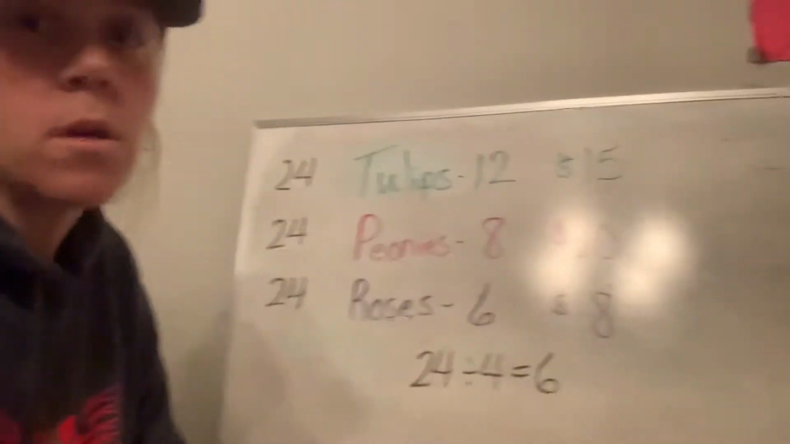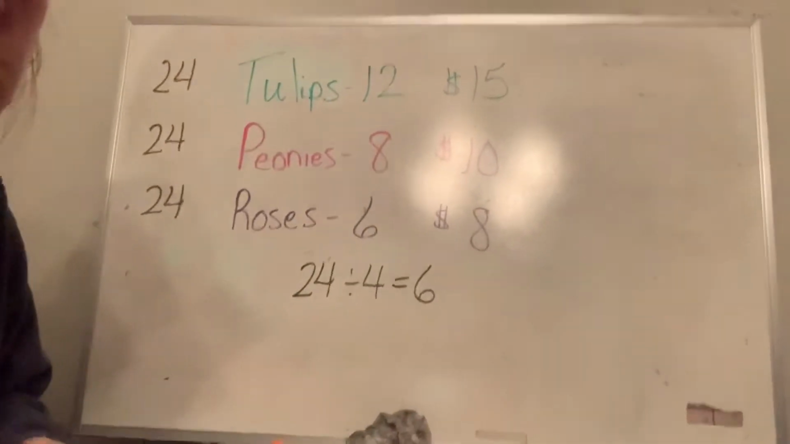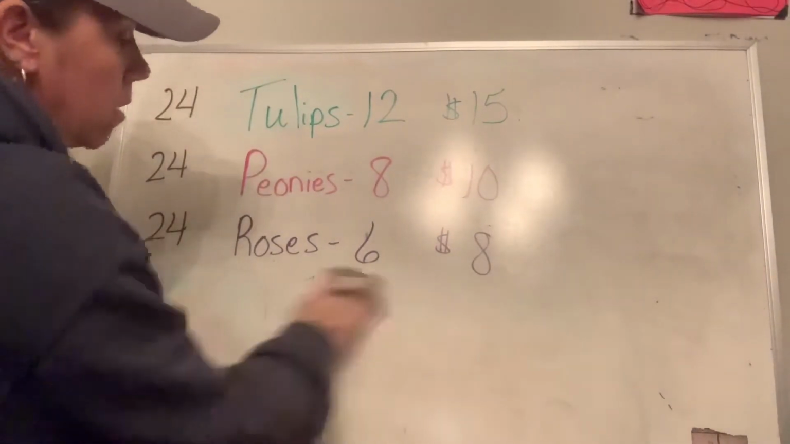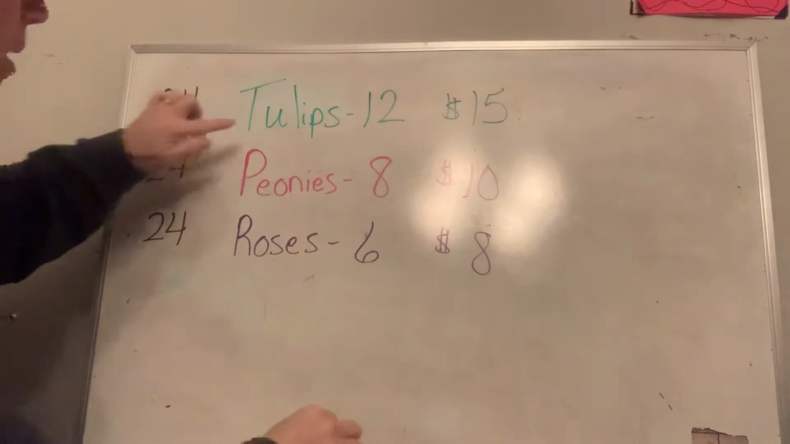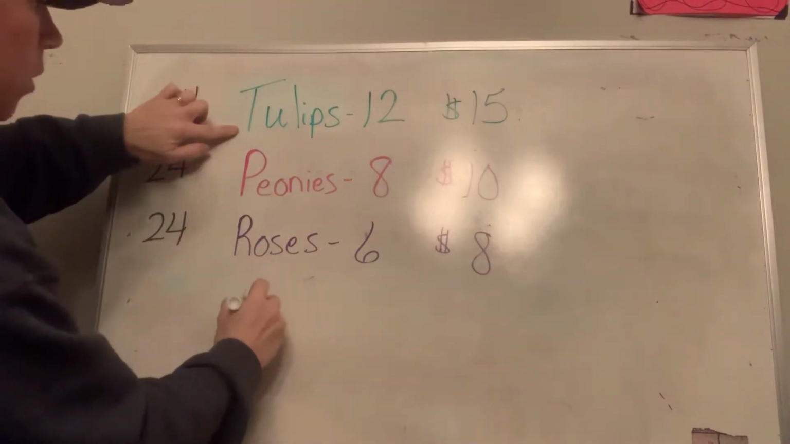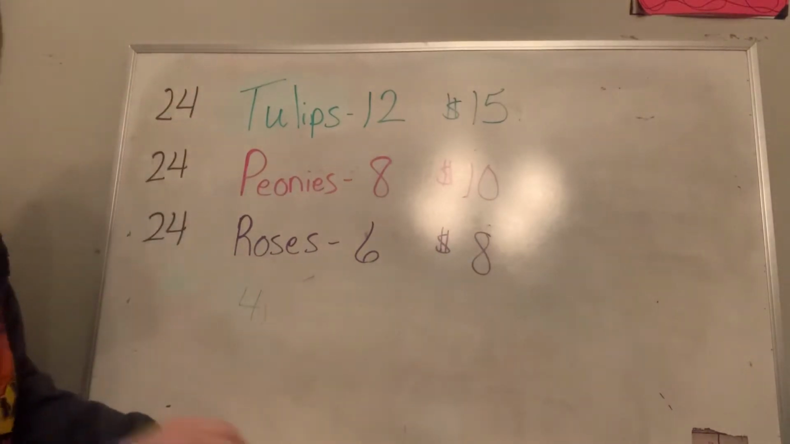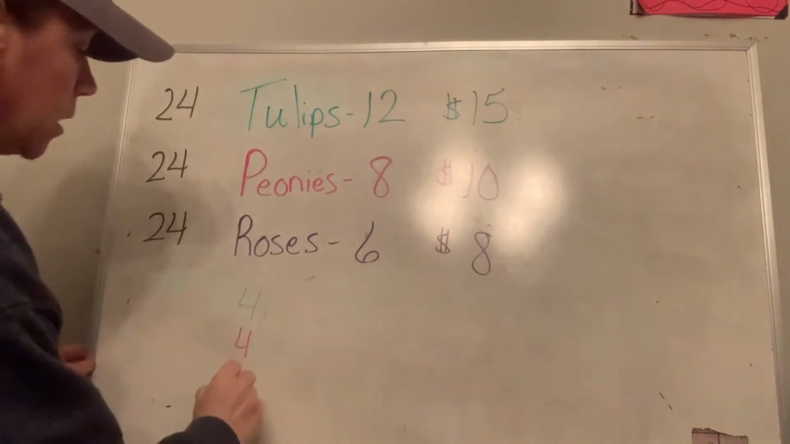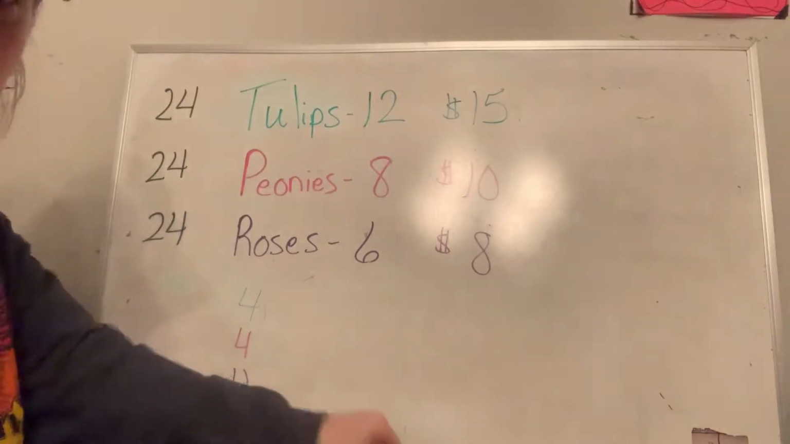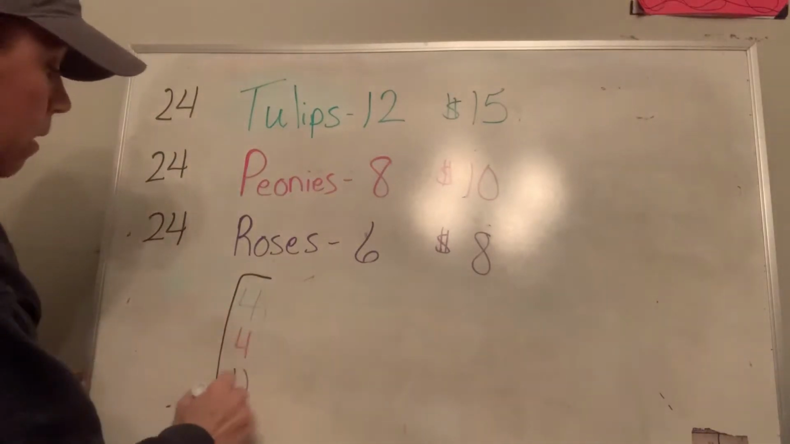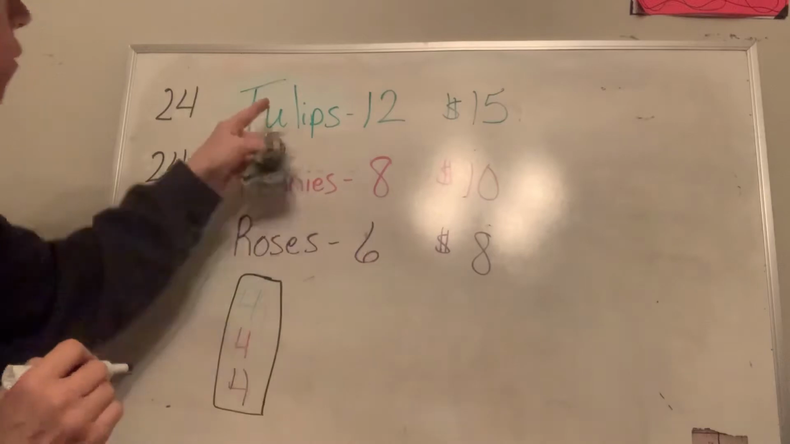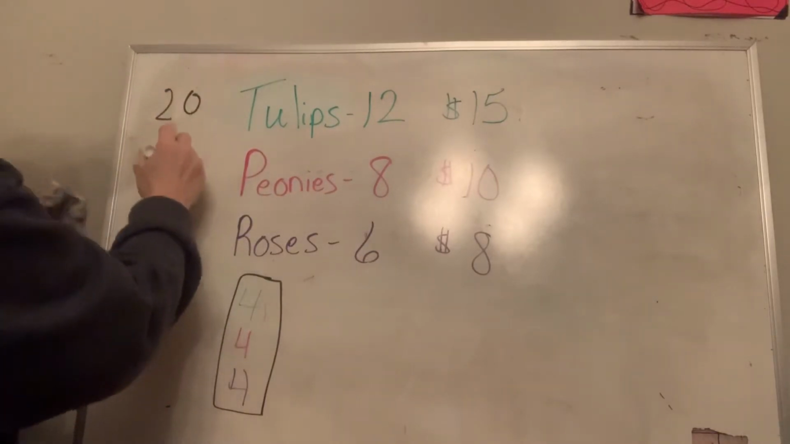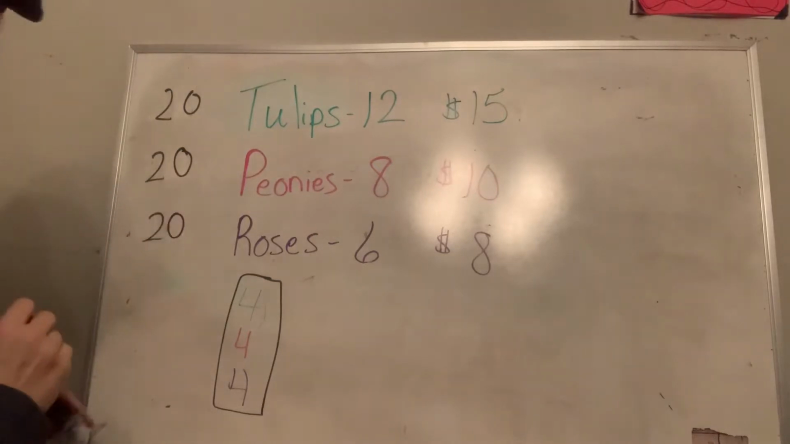So now, this is for those of you who need to see it in a little bit more pictured form. So I'm going to take 4 tulips, 4 peonies, and 4 roses. And I'm going to make a bouquet. So that's 1 bouquet. So if I took 4 tulips, I'm left with 20. I'm left with 20 peonies. I'm left with 20 roses, right?